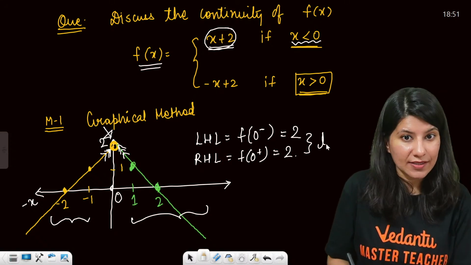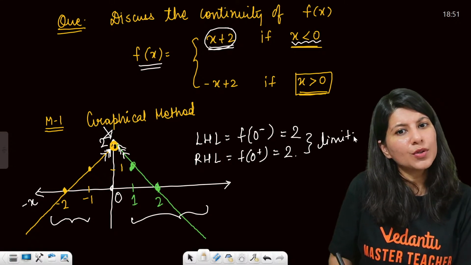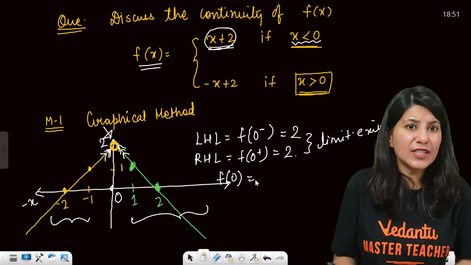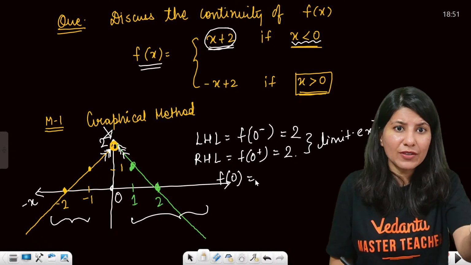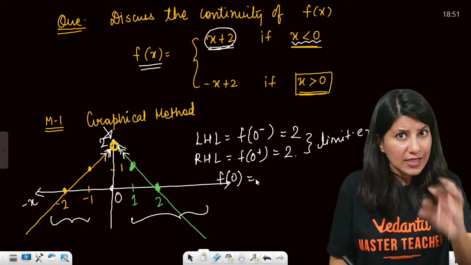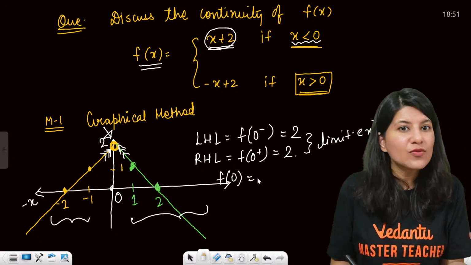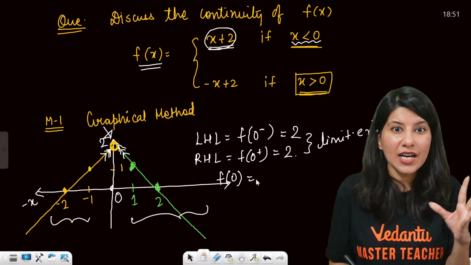So the limit exists. But I just want to know what is f of 0. F of 0 is not defined. They have not given what will happen at x equals 0. So the limit exists, but the value of the function is something which we don't know. So this function is not continuous.